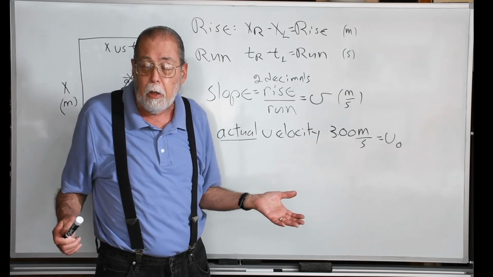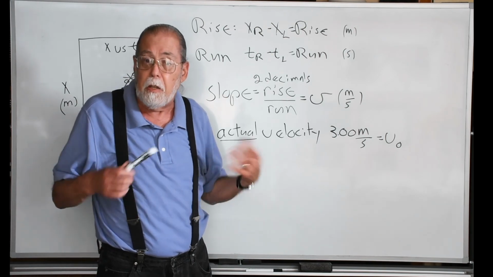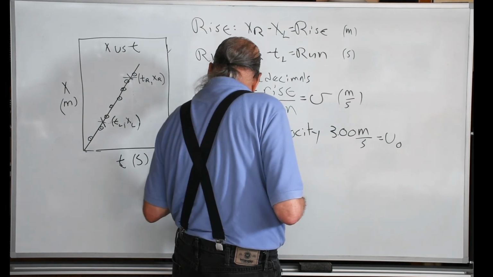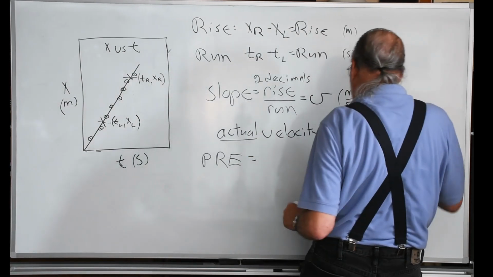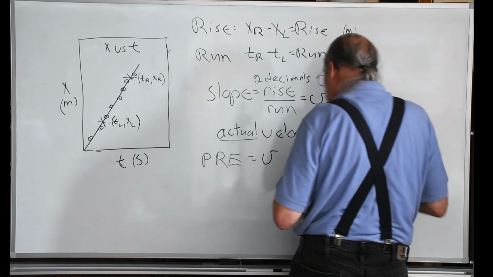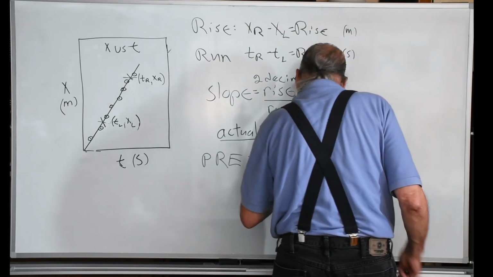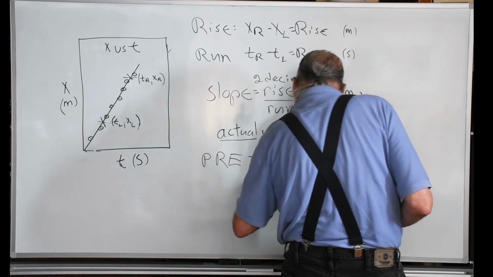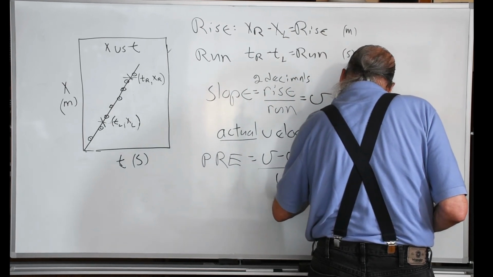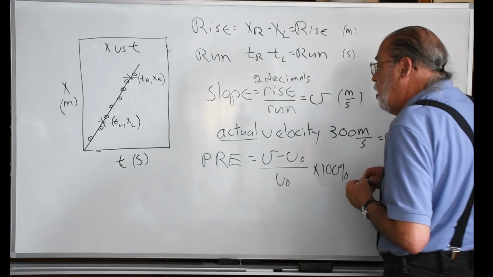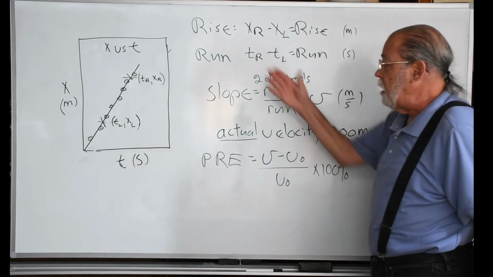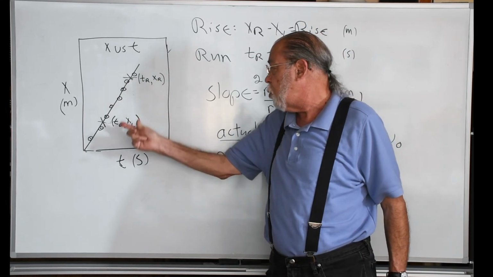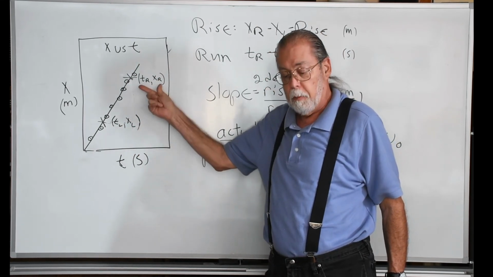So you can calculate the relative deviation, the percent relative error, which is the slope of your graph minus the reference value divided by the reference value times 100%. Now this isn't going to be exact because you're going to have some error and so forth. The big place to watch for is reading your slope points.